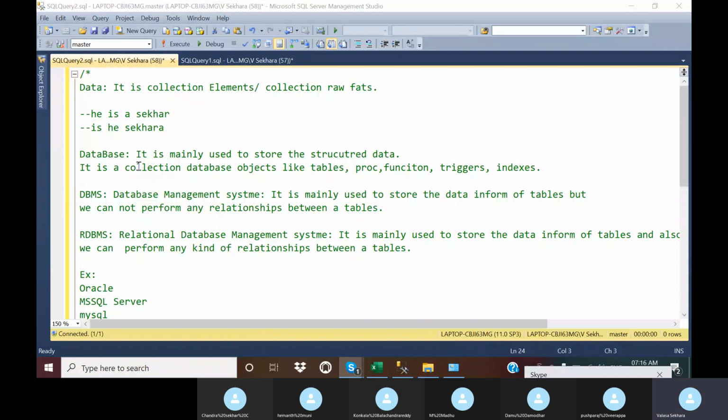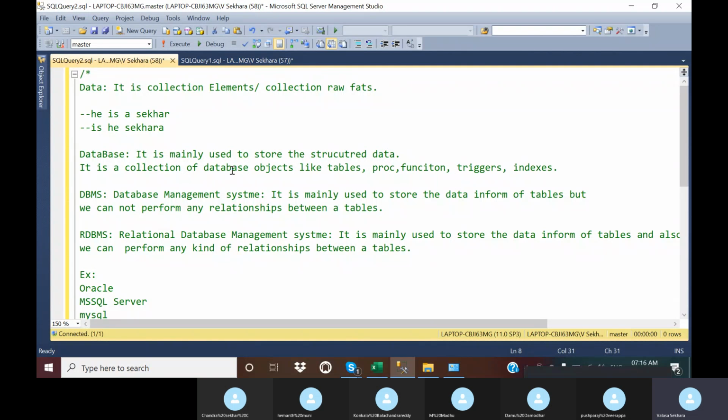Database we have discussed, right? So database, it is mainly used to store the structured data, and also it is a collection of database objects like tables, procs, functions, triggers, and indexes as well. So this is the definition we have given about the database.